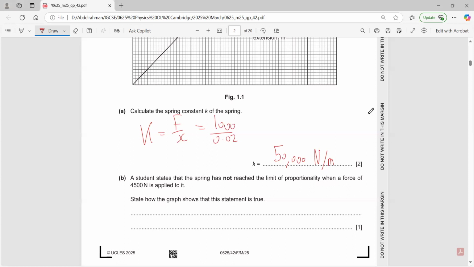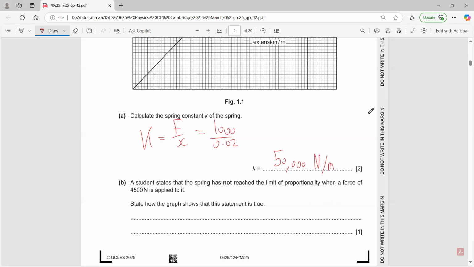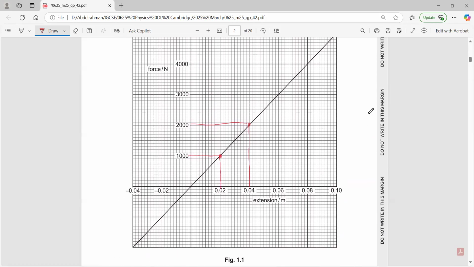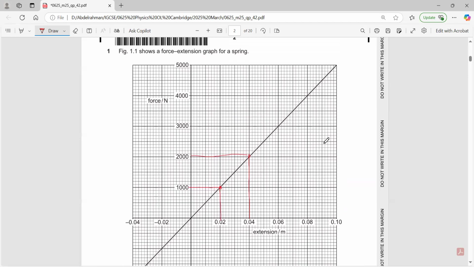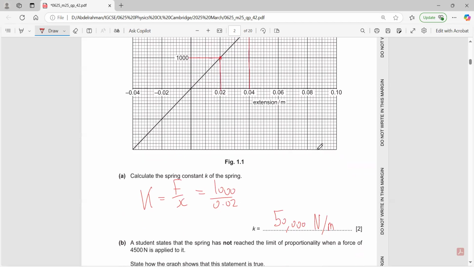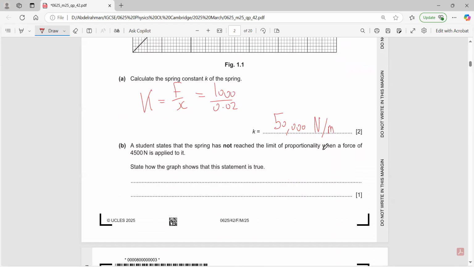It states that the spring has not reached the limit of proportionality when a force of 4,500 newtons is applied to it. At 4,500 newtons, has it reached the limit? No, it has not yet reached the limit. Why? Because at this point, the graph is still directly proportional. So how do I know that from the graph? Because it's still directly proportional.